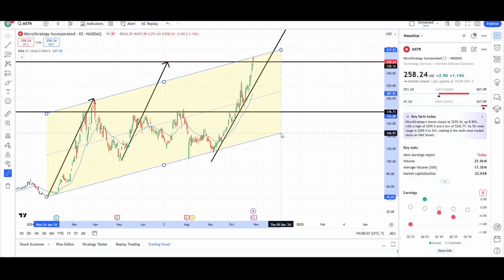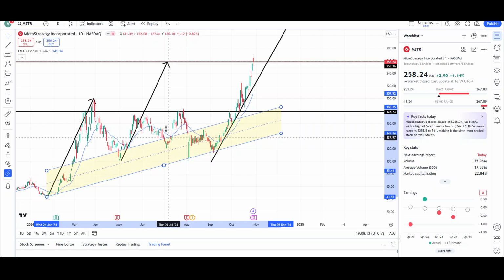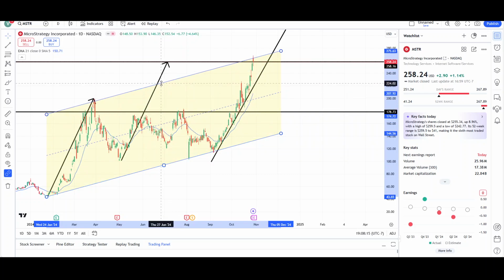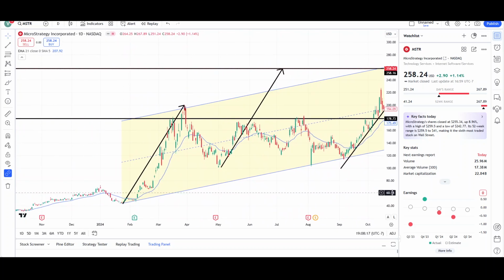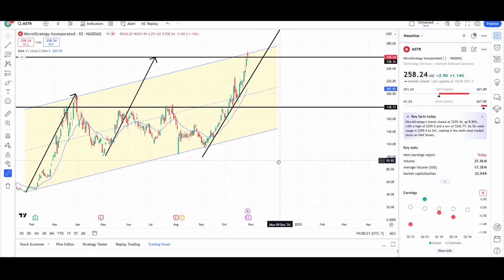So I connected the swings on the bottom. Let's say we don't even have the top, right? Let's say we have a trend line. You connect the swings on the bottom, 1, 2, 3. You drag it up to the prior high, and look what happens. You get a rejection right at the top of the channel, which is predictable.